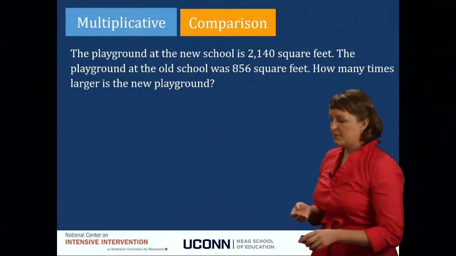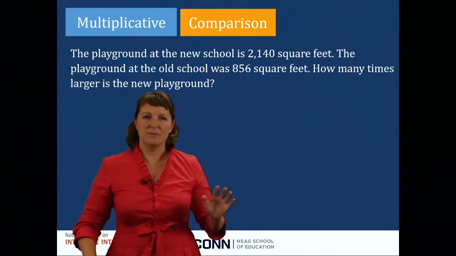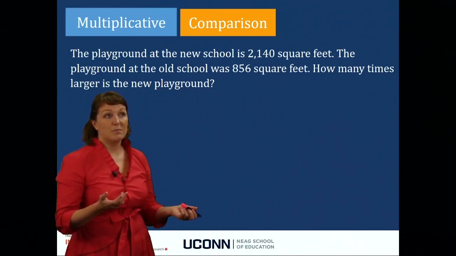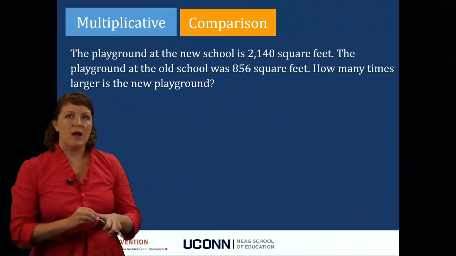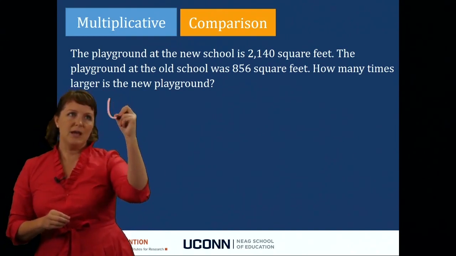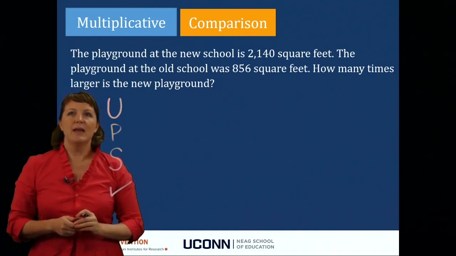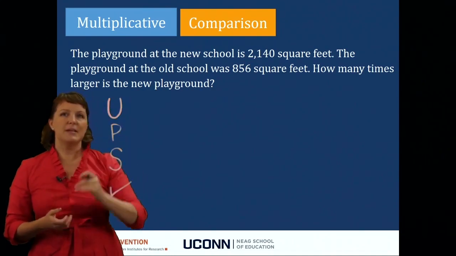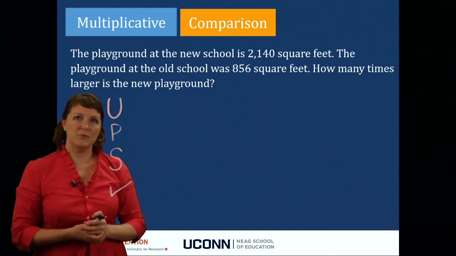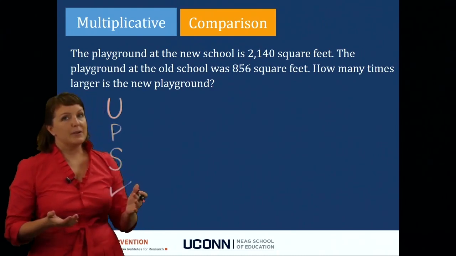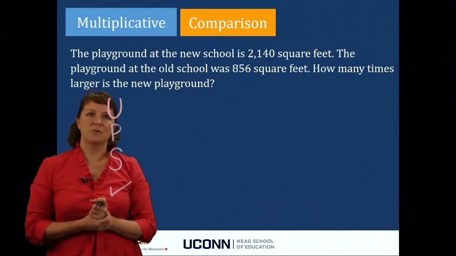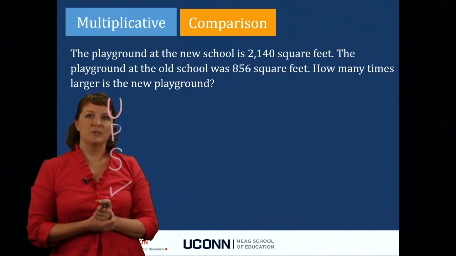So let me show you this problem, and this one I'll just do a little bit different because it's actually going to involve some rational numbers here. So I see a word problem, and I need to UPS check that problem. And so I understand something by reading it. The playground at the new school is 2,140 square feet. The playground at the old school was 856 square feet. How many times larger is the new playground?